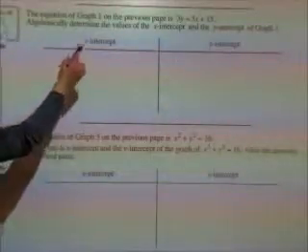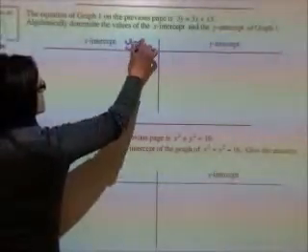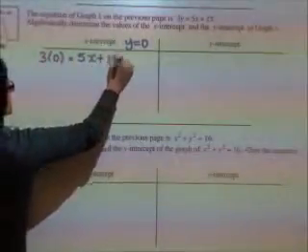So with the x-intercept, we let the y value be equal to 0, because when the graph intercepts the x-axis, the y value will be equal to 0. So I have 3 times 0 equals 5x plus 15. So what's 3 times 0? 0.